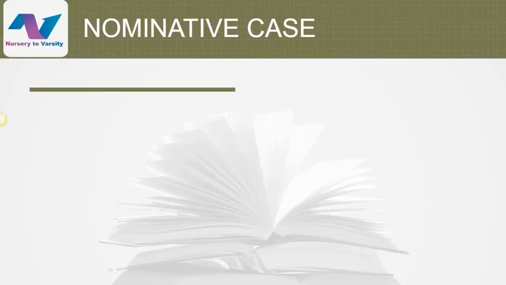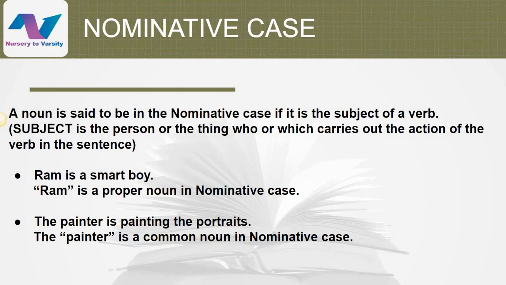First one is nominative case. Nominative case is said to be nominative because it indicates the subject of a verb. Here, as we all know, the subject is the person or the thing who or which carries out the action of the verb in the sentence. For example, Ram is a smart boy. So here, Ram is a proper noun. Ram is the subject of the sentence, and that is the reason Ram is in nominative case.